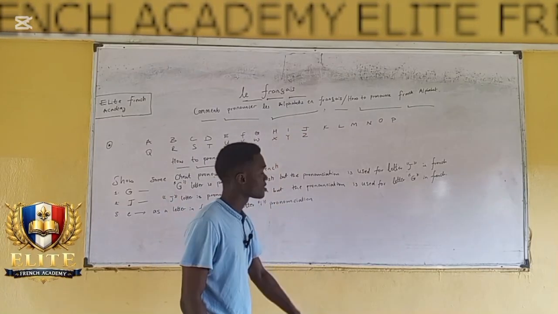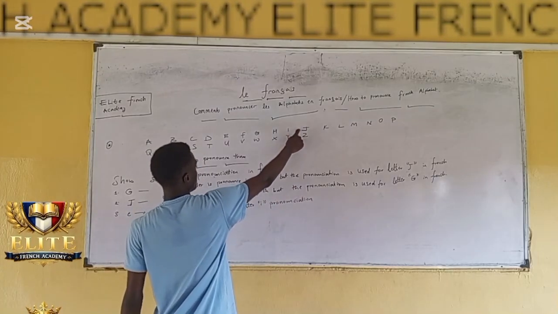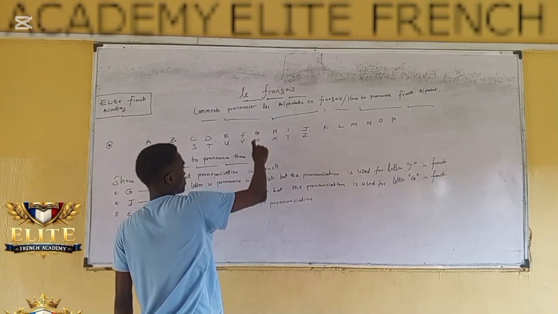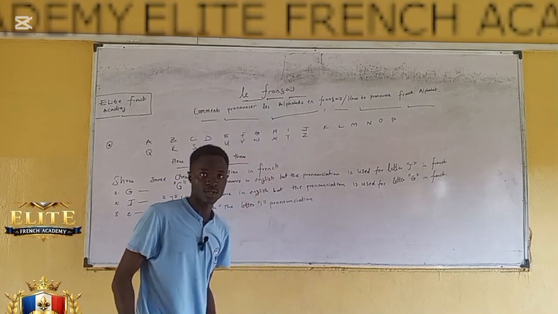So what am I trying to say? It's just vice versa: pronouncing the J in English is for the G in French, and pronouncing the G in English is for the J in French. Do you get what I'm trying to say?